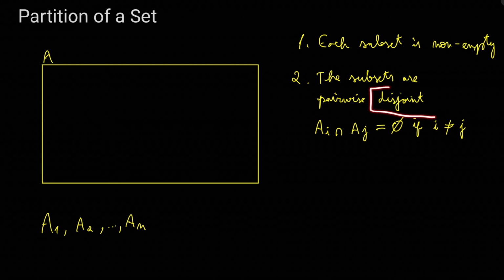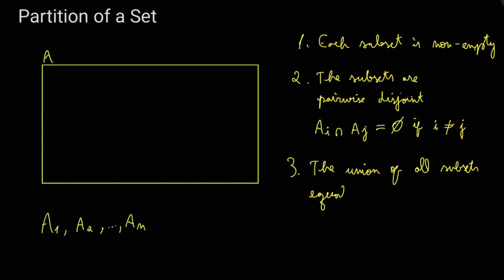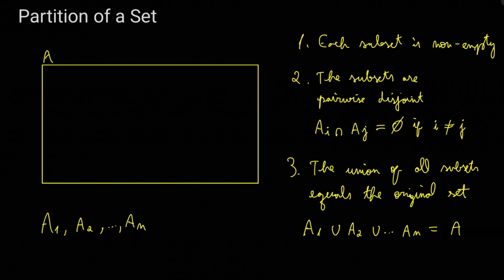They are disjoint sets. And rule number three, the union of all subsets equals the original set. That is, A1 union A2 union An equals A. What would that look like in a Venn diagram? Let's take a look at an example.